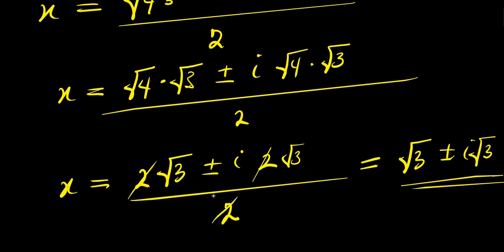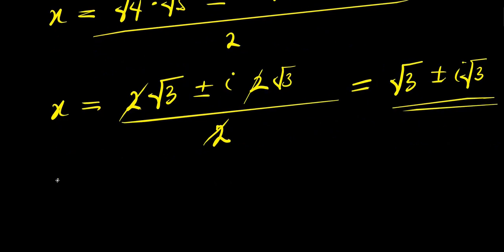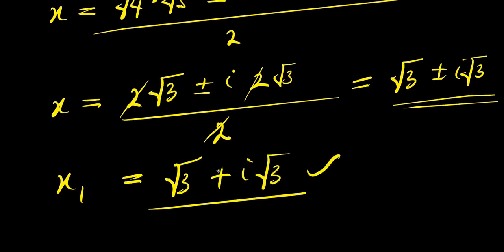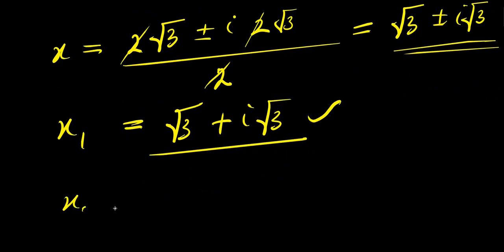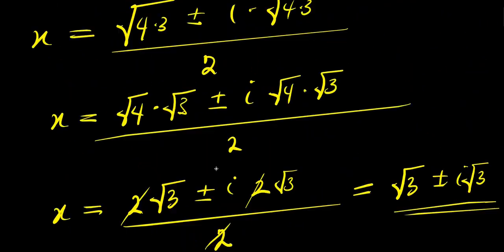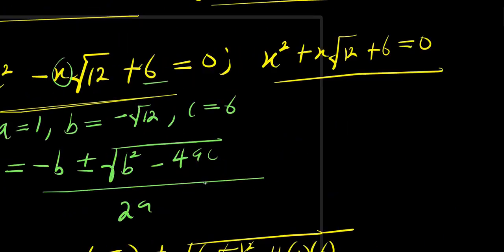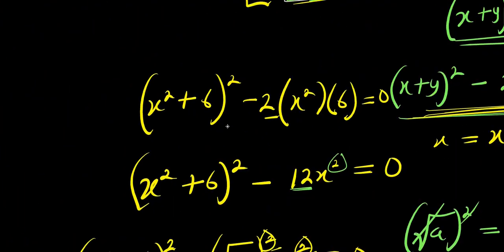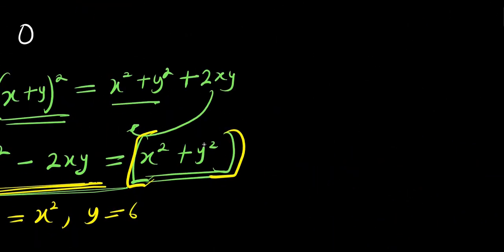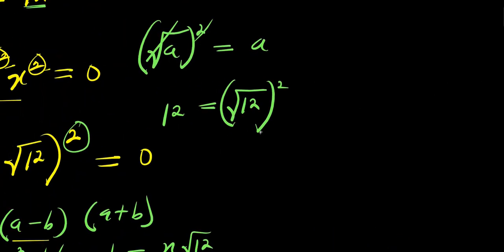Now, we have two complex values for x. That means we have our x1 equals root 3 plus i times root 3. Then we have x2 equals root 3 minus i times root 3. All right, the next thing we are going to do will be to solve for x in this other quadratic equation.